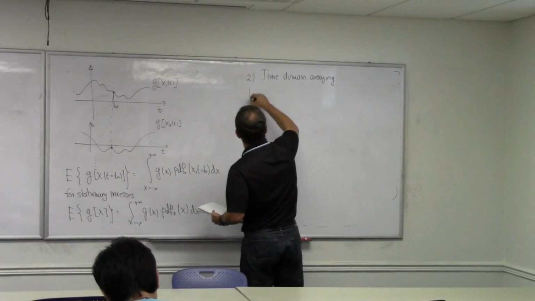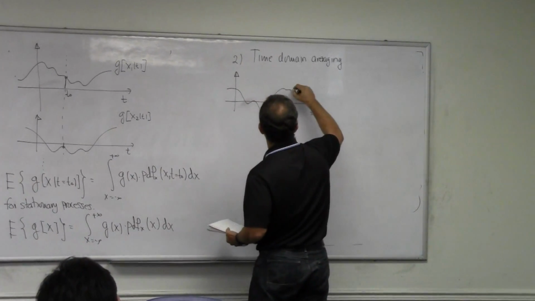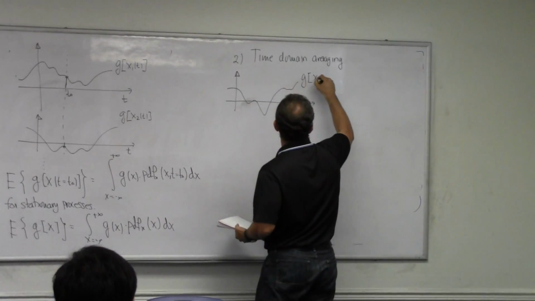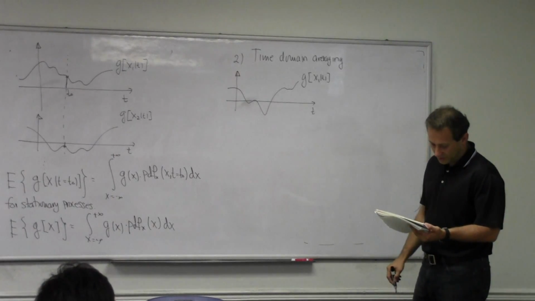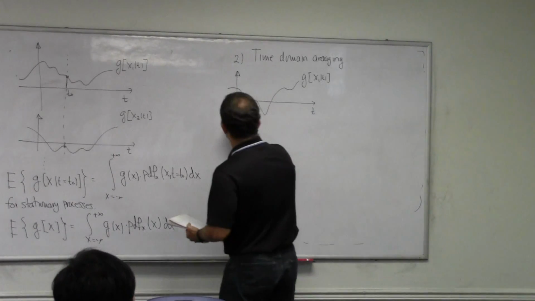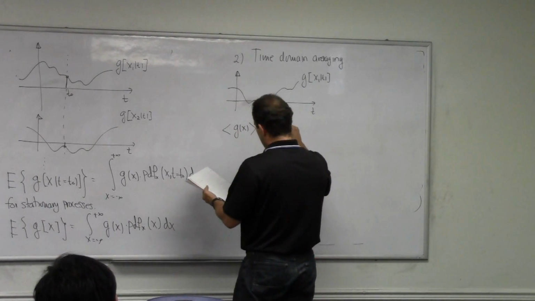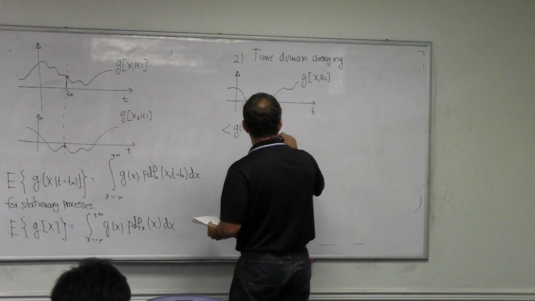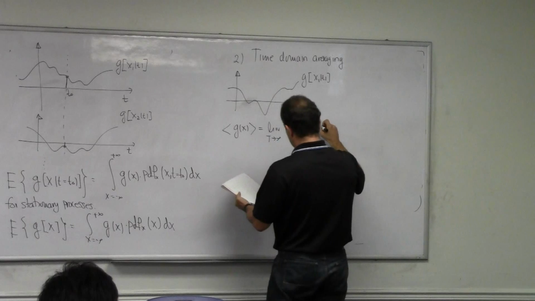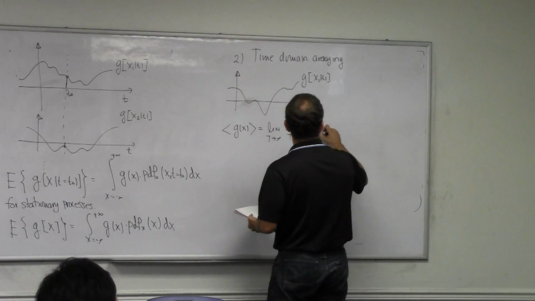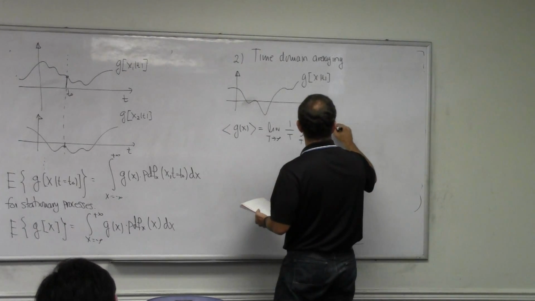If I have, let's say, the starting point is the same. I have my realization x1 of t, and this is g of x1 of t. So one realization of this random process. Then I can define a time domain average, g of x, as a limit when t goes to infinity, 1 over t, integral over t, g of x of t. Actually no need for 1, just g of x of t.